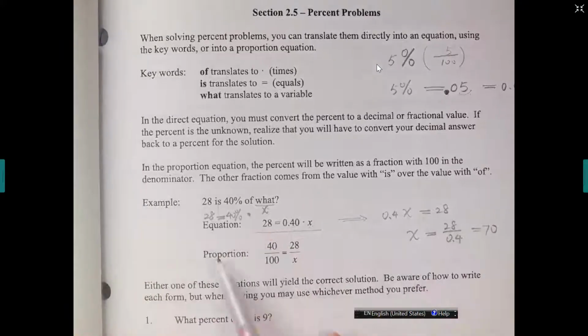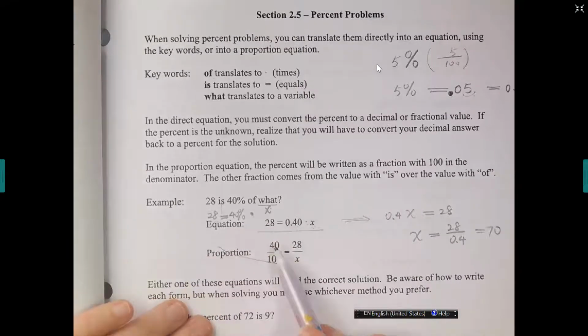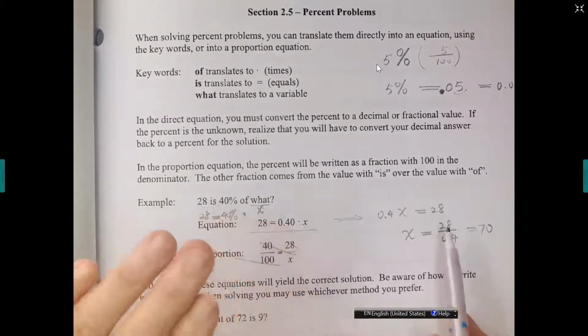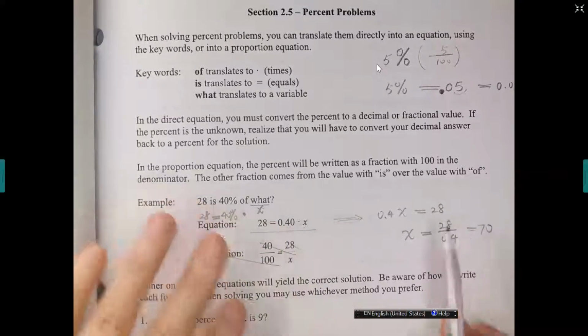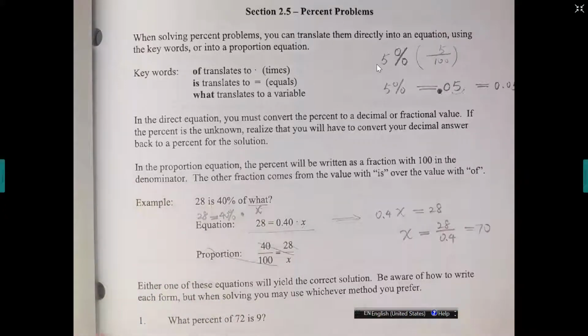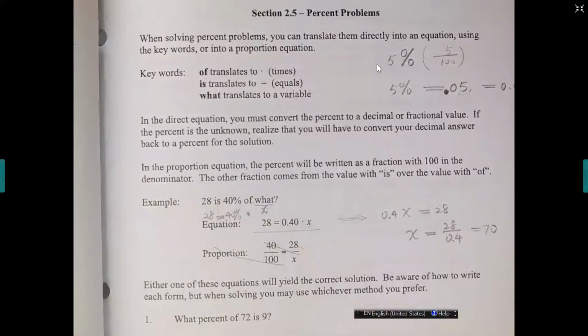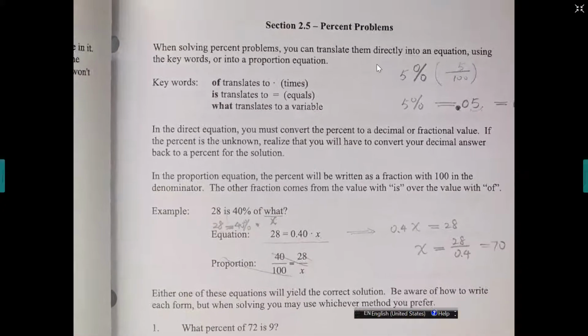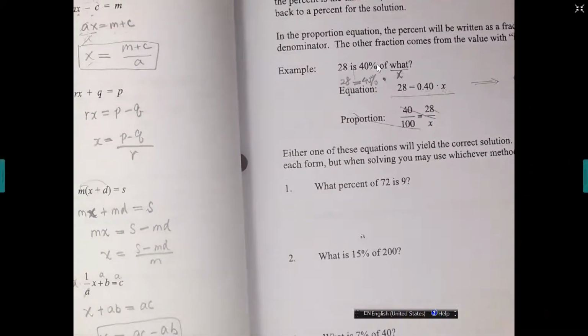All right. I'm not going to introduce another way for now. Just use the direct translation. Wherever the unknown is, just do the direct translation. So another example here.